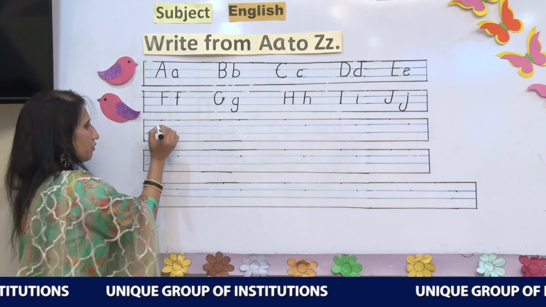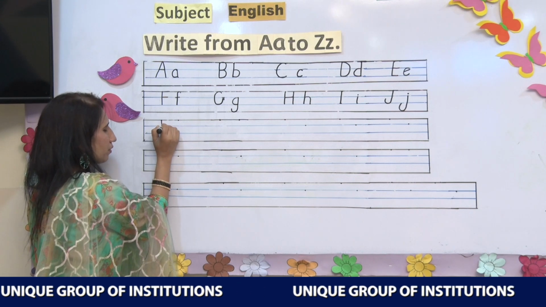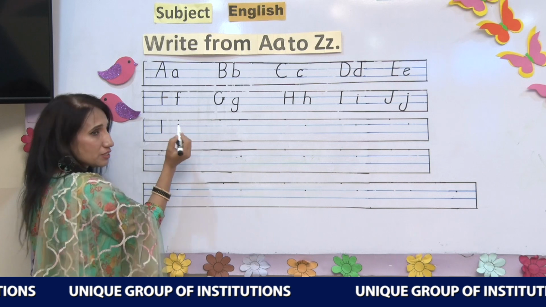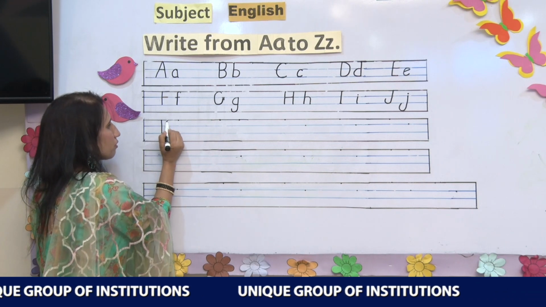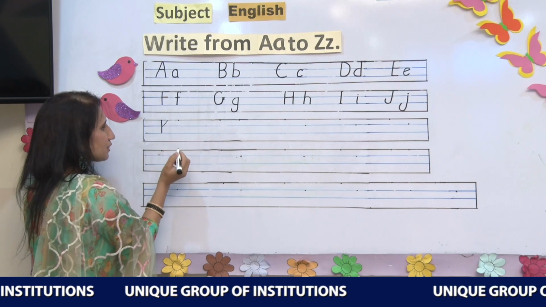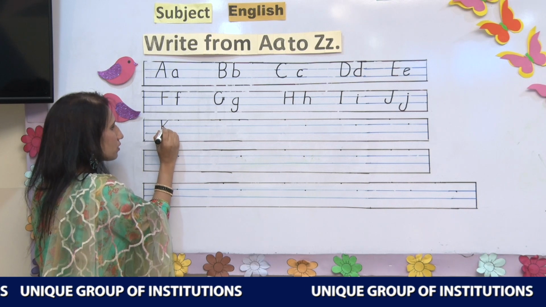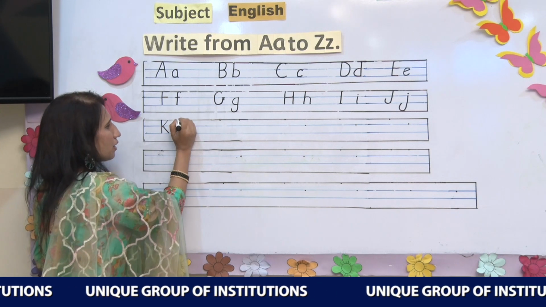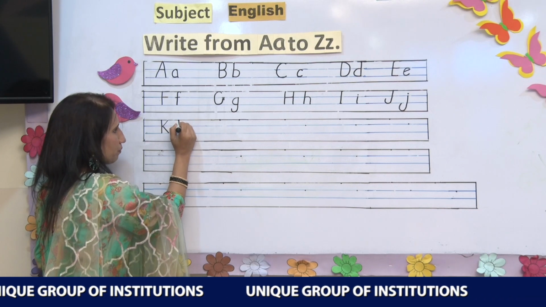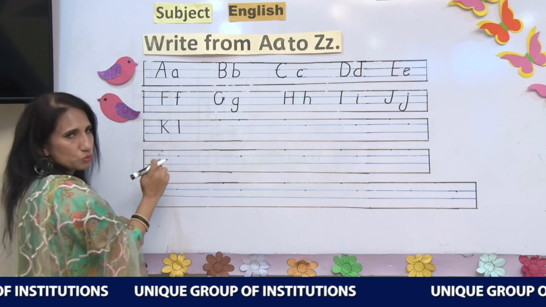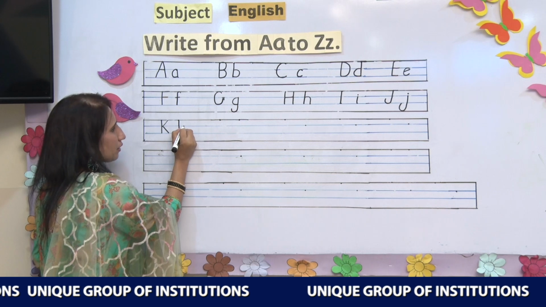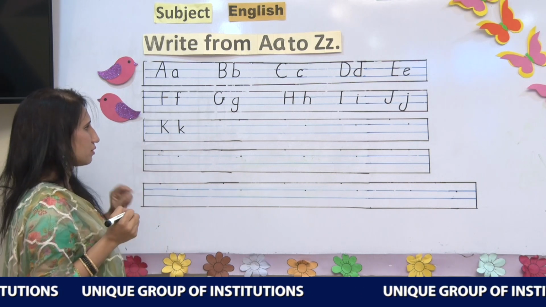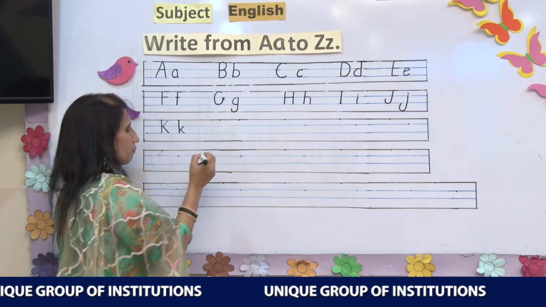Then after J we will write K, a standing line and three lines. First slant line will be on the first two lines like this, and the second slant line will be on the second two lines like this. So this is the capital K. Small k is the same, but these two slant lines will be in the middle of these two lines. Only this is the difference between capital and small.